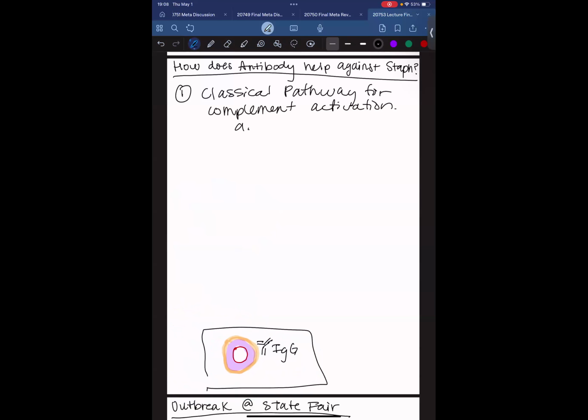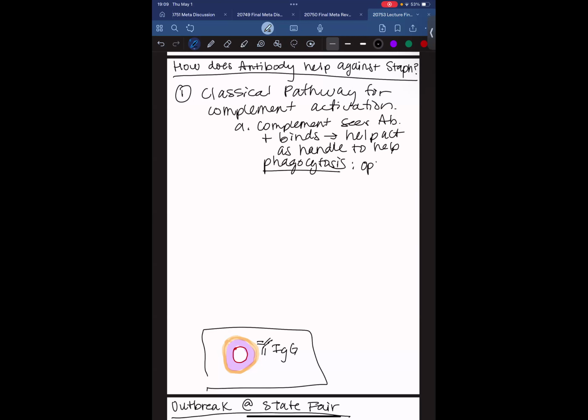what's going on is we can have complement seize the antibody and bind to the antibody to help act as a molecular handle. That will help phagocytosis. What's the term for this? Anybody remember? Anybody remember what this term is? It's opsonization.